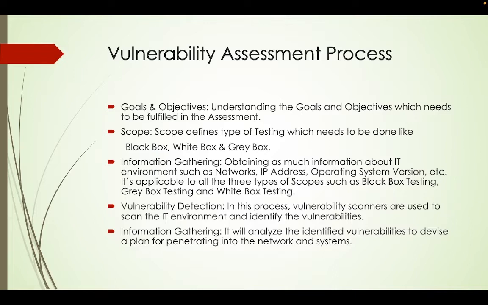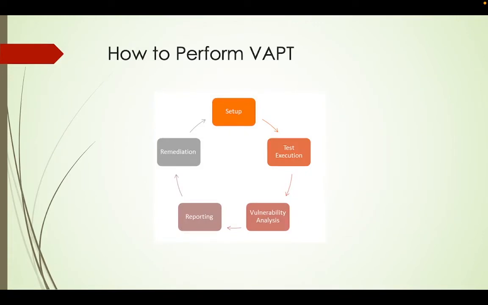Next, we come to vulnerability detection. In this process we use some automated tools; for networks, it could be Nessus and Netsparker. We configure these applications and perform automated scanning through them. Then comes information analysis, in which we analyze, devise and plan the penetration testing into the network and the system. Now let's go deeper and see how we perform a VAPT. As we discussed what VAPT is, now let's see how to perform it.